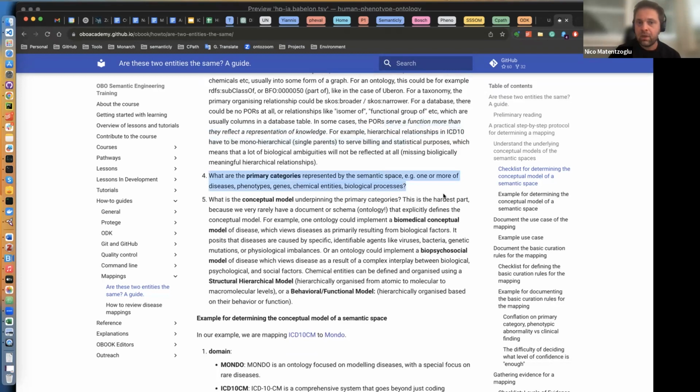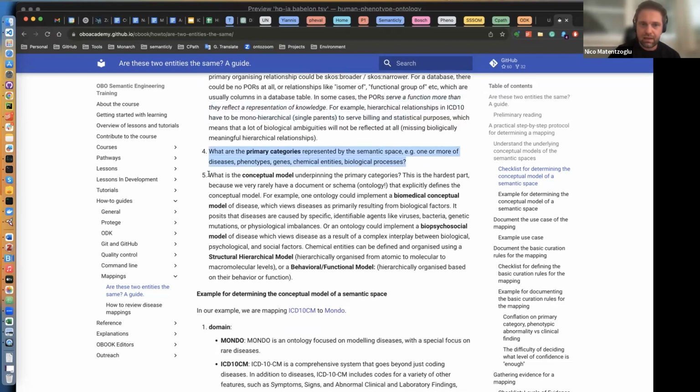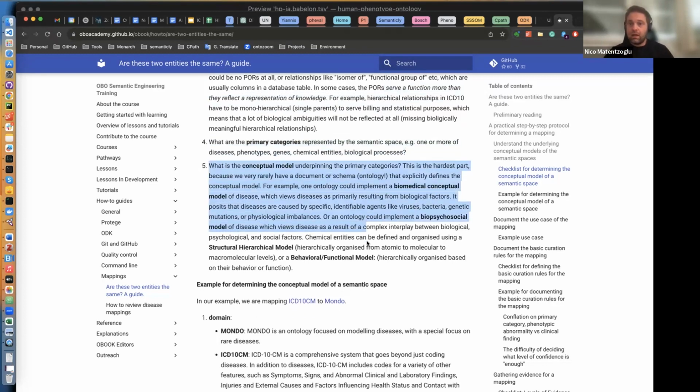Then, of course, what are the primary categories that are reflected by a particular space? And lastly, what is the conceptual model that is underpinning the primary category?